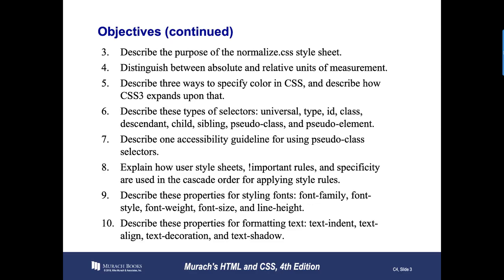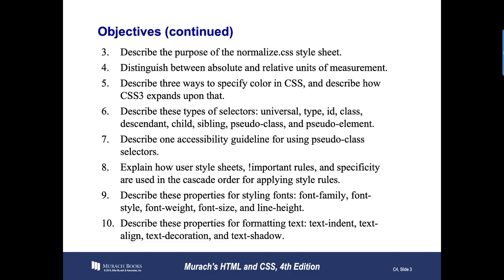Number 6, describe these types of selectors: universal, type, ID, class, descendant, child, sibling, pseudo class, and pseudo element. Number 7, describe one accessibility guideline for using pseudo class selectors. Number 8, explain how user style sheets, important rules, and specificity are used in the cascade order for applying style rules. Number 9, describe these properties for styling fonts: font family, font style, font weight, font size, and line height.